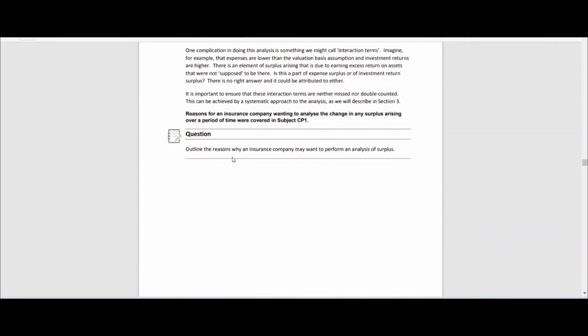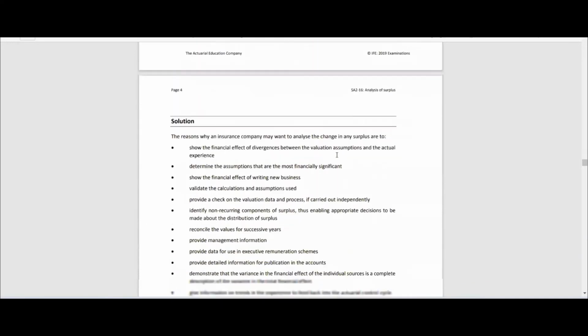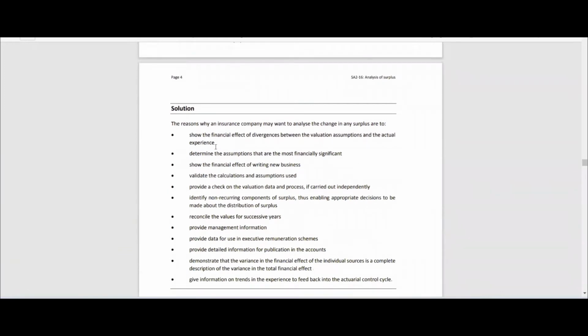Now, outline the reasons why an insurance company may want to perform an analysis of surplus, right? If you have gone through CP1, there is an acronym called DIVERGENCE, and it would capture all these points, but nevertheless, we will go through them and see that these are what we have already covered. First, show the financial effect of the difference between the valuation assumption and the actual assumption. Valuation assumption means the expected assumption, because you are projecting, like the salary example I gave, and the actual experience.